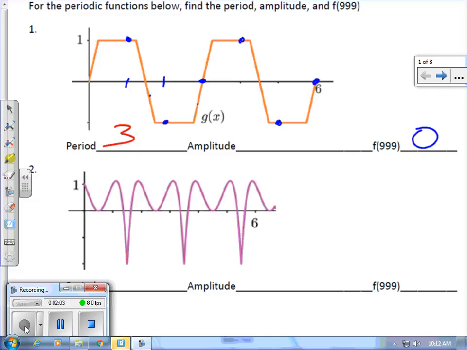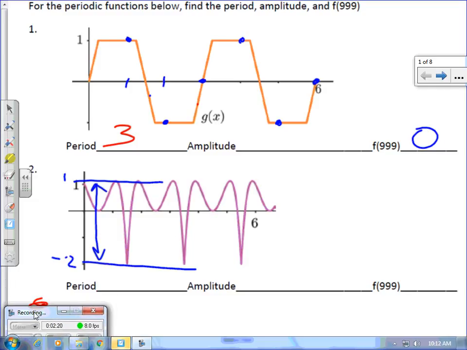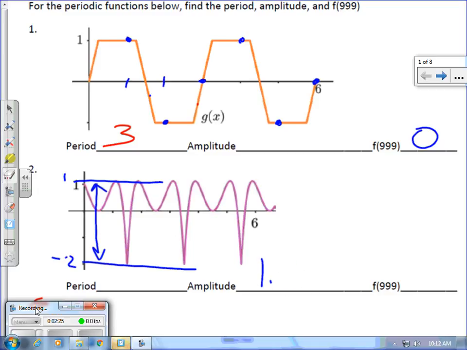All right. Number 2, amplitude. This one goes down a little bit farther from the x-axis than it goes up. It goes down to -2, up to 1. So the total width is 3. Let's do amplitude first. 1.5. We're just adding 1 and 2. You have to look at the whole width, which is 3, 1 plus 2, and then cut that in half. That'd be your amplitude.